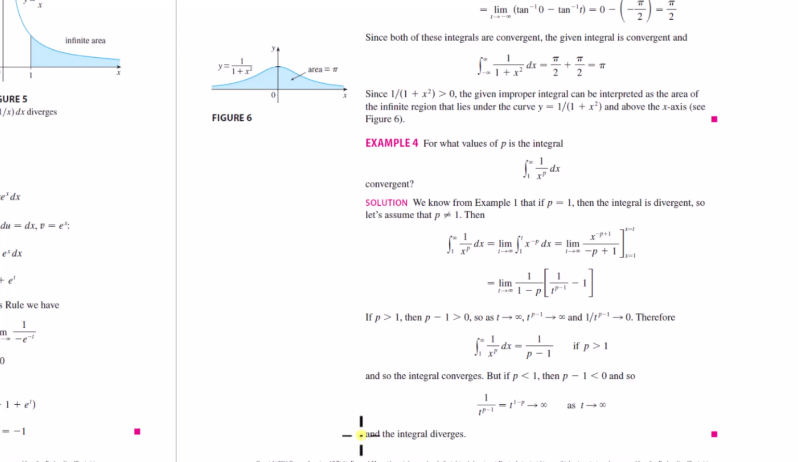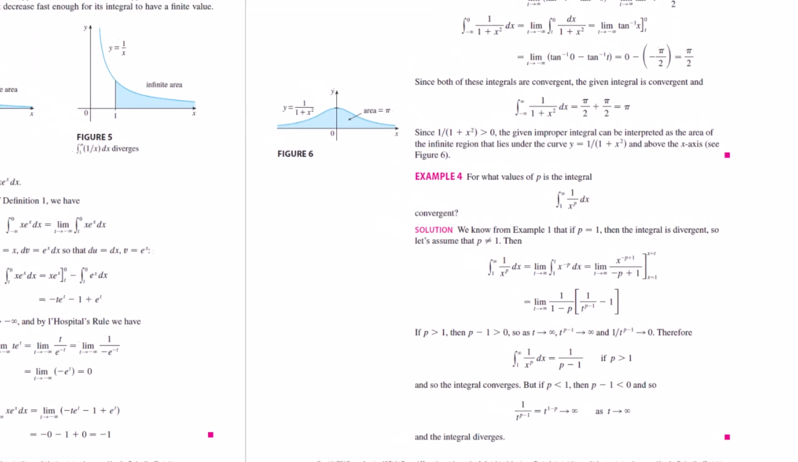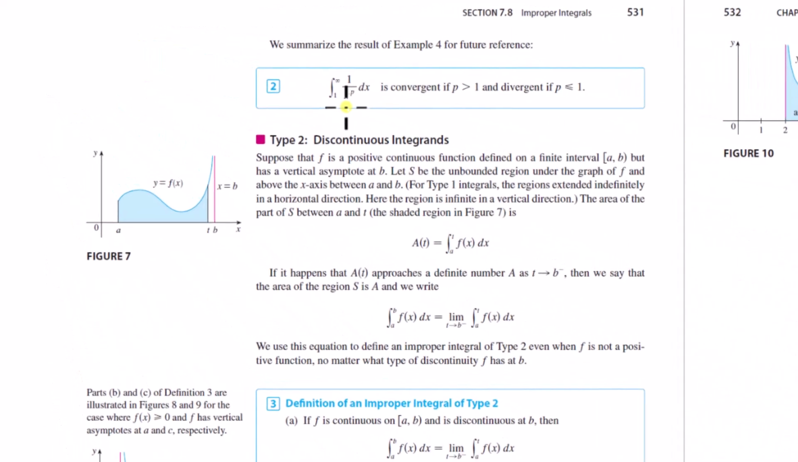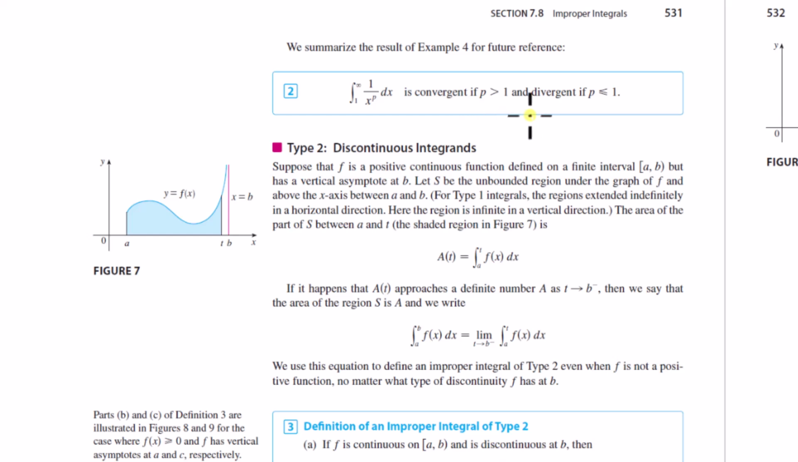So if p is greater than 1, then this converges to 1 over p minus 1. If it's less than or equal to 1, it diverges. This integral, the integral from 1 to infinity of 1 over x to the p dx, where p is greater than 0, converges if p is greater than 1 and diverges if p is less than or equal to 1. And when it converges, it converges to 1 over p minus 1. Just keep this in mind. This is an important integral in relation to series, but it's also good to keep in mind in relation to improper integrals as well.